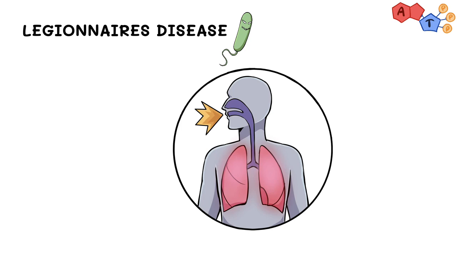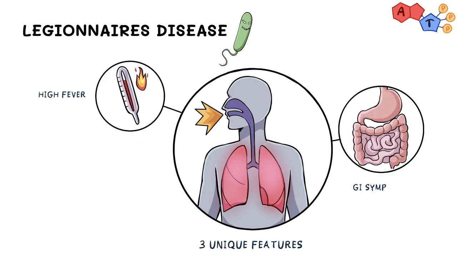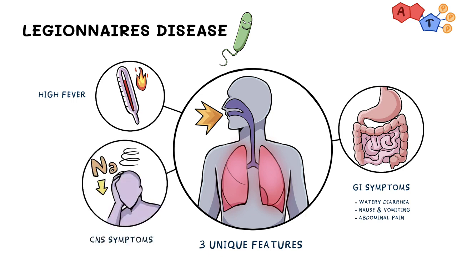So, how can we differentiate this from other types of atypical pneumonia? Well, fear not. Legionella patients present with three unique features. They will present with high fever. They will also have GI symptoms like watery diarrhea, nausea and vomiting, and abdominal pain. And thirdly, they can have CNS symptoms. These patients may have hyponatremia, which can also lead to confusion.